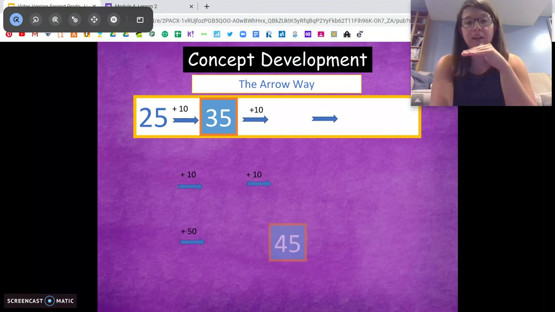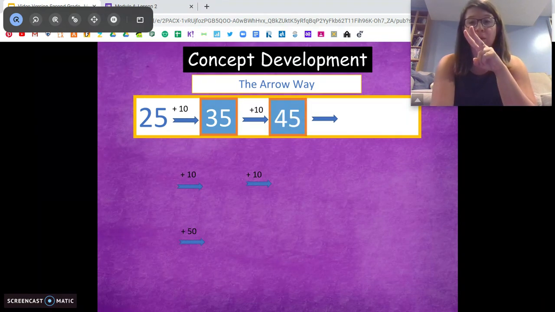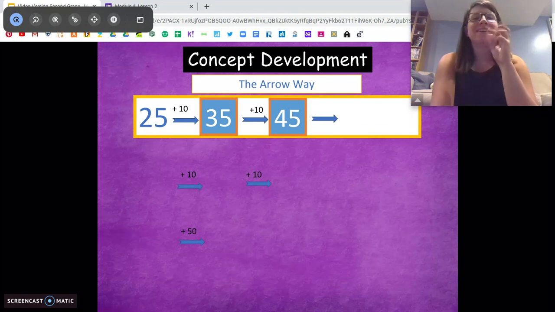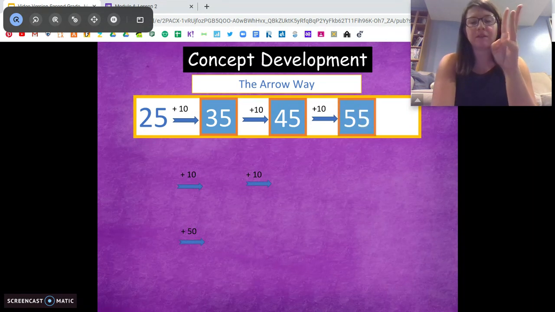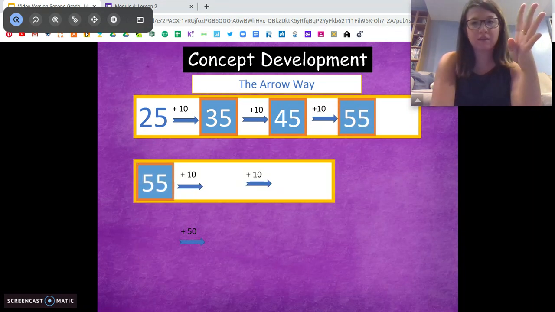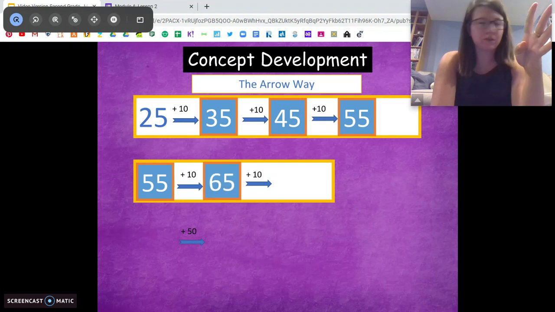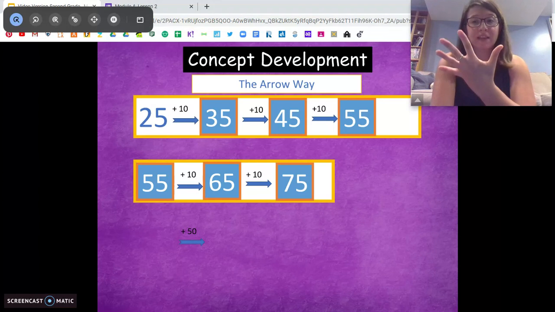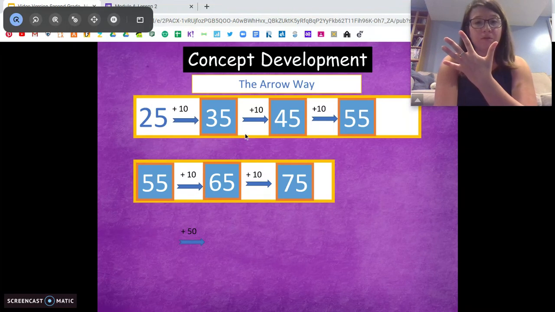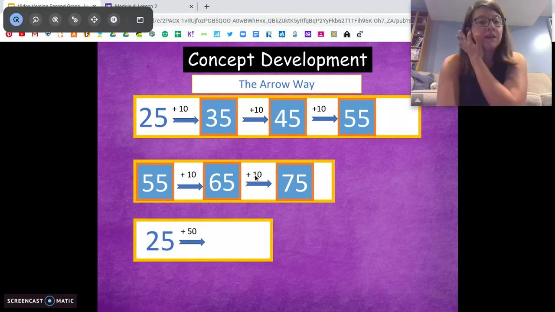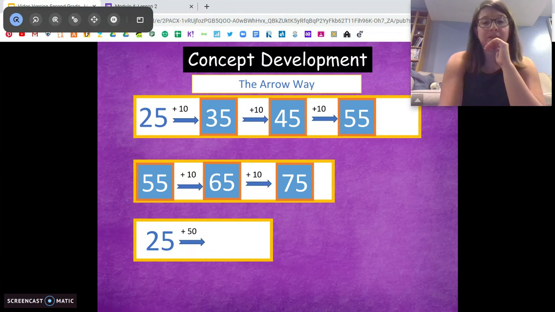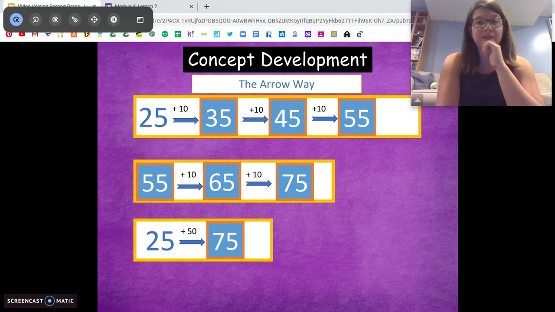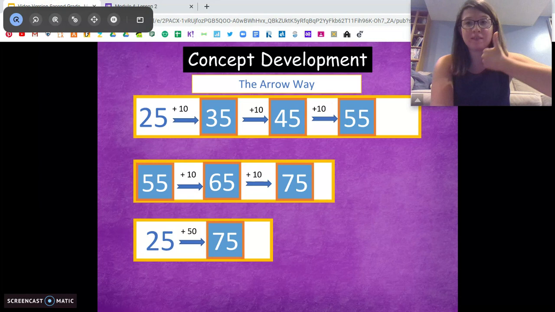35, add another 10, 45, so we added 20 so far, another 10, 55, another 10, 65, and another 10, 75. So I added 5 tens, that's 50, 1, 2, 3, 4, 5 tens, so 25 plus 50 gets us to 75. Thumbs up if you used the arrow way.